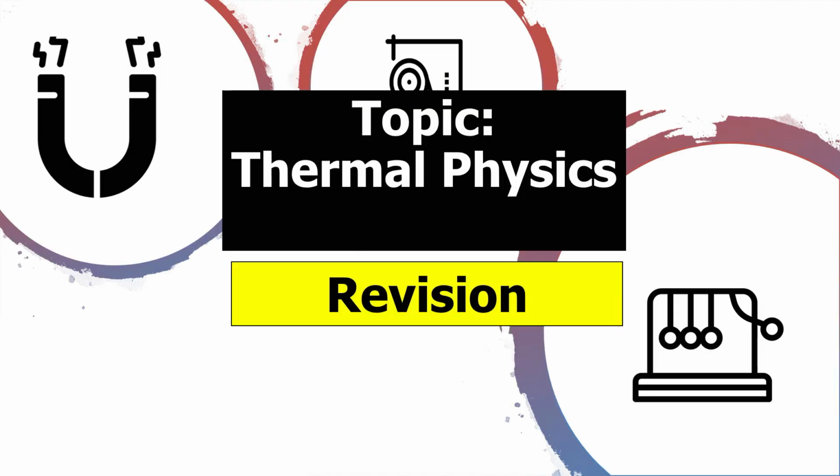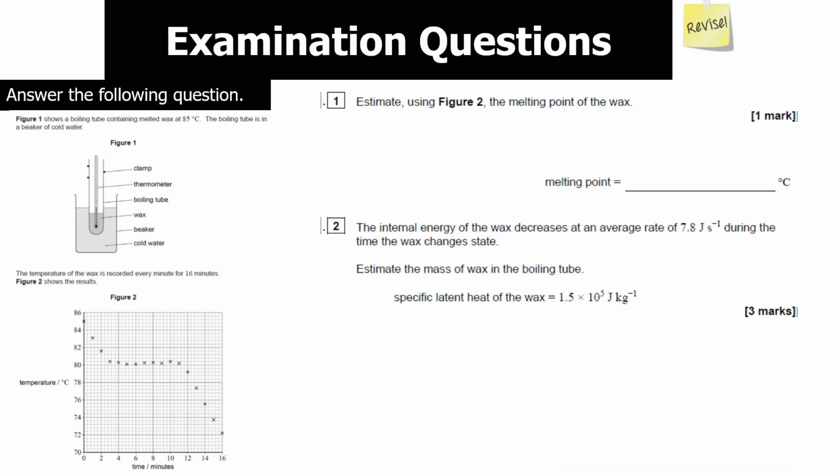We're now going to look at some questions regarding thermal physics. So the first question says, figure 1 shows a boiling tube containing melted wax at 85 degrees Celsius. The boiling tube is in a beaker with cold water. The temperature of the wax is recorded every minute for 16 minutes. Figure 2 shows the results. So estimate, using figure 2, the melting point of the wax.